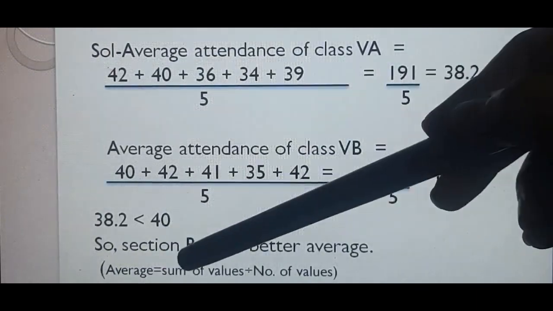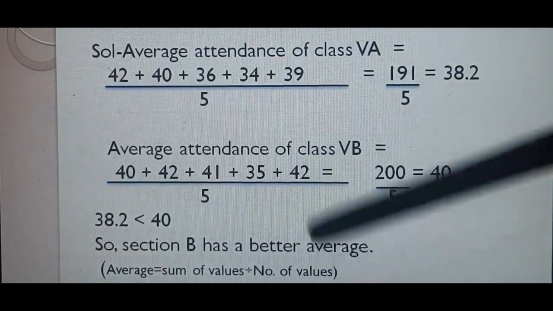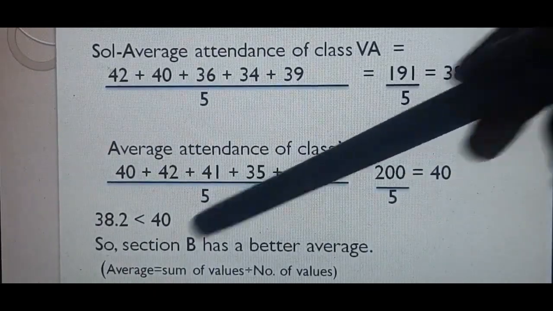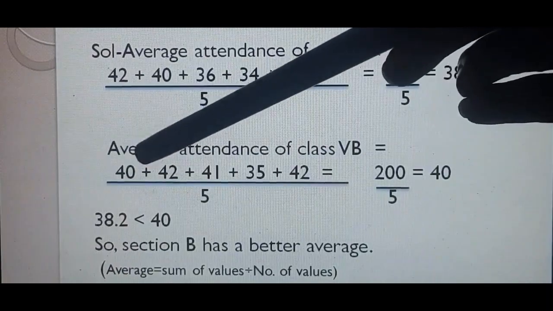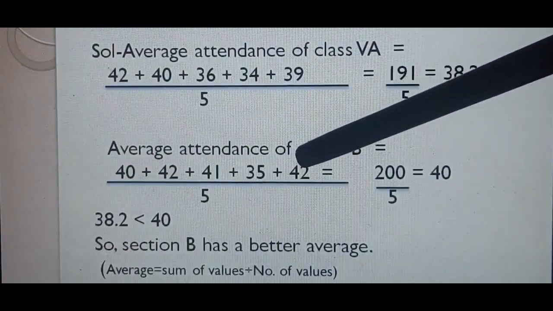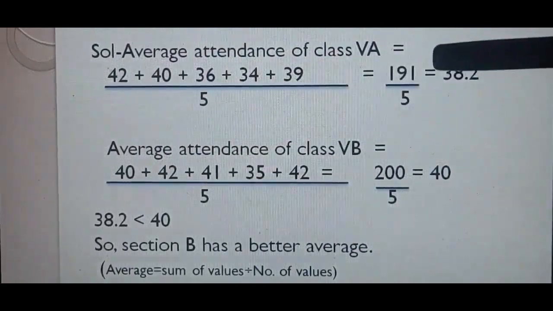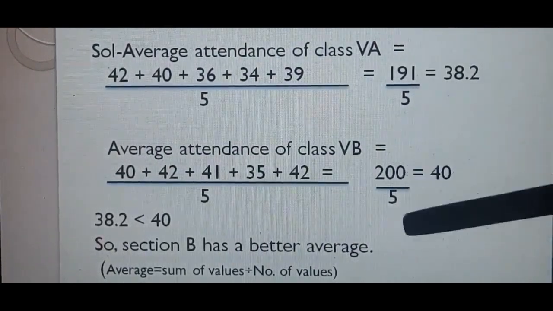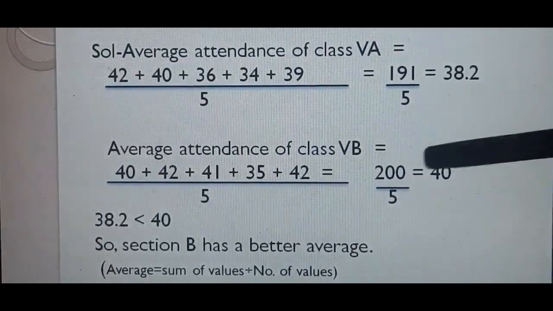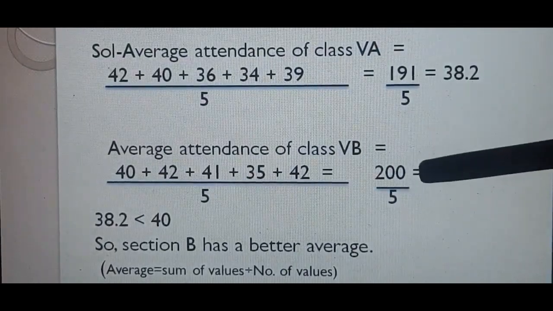Average, you know, is the sum of all the values divided by the number of values. Okay. So the average attendance of class 5th B: sum of all the values, 5 days attendance, 40 plus 42 plus 41 plus 35 plus 42 upon 5. 200 upon 5. 5 fours are 20, 5 zeros are 0. So the average is 40.